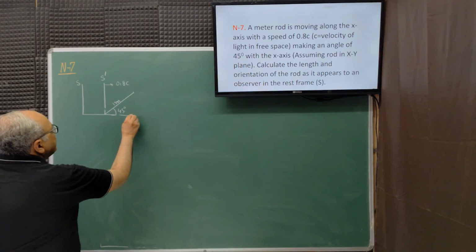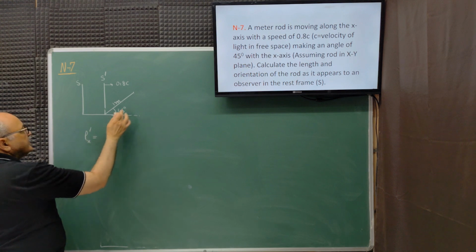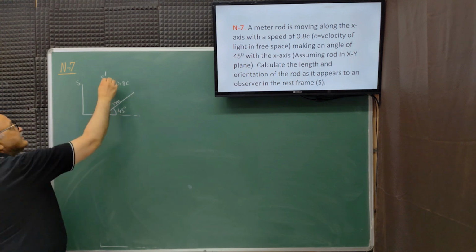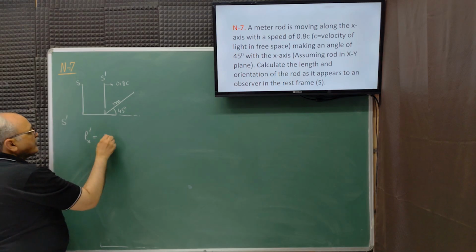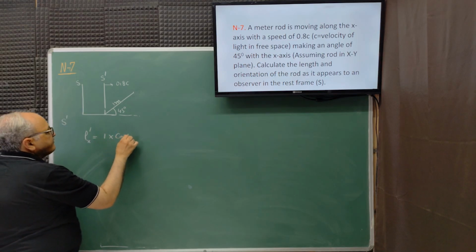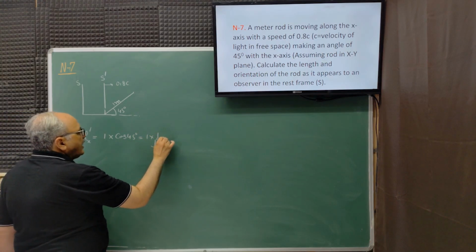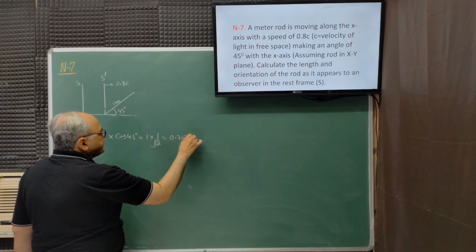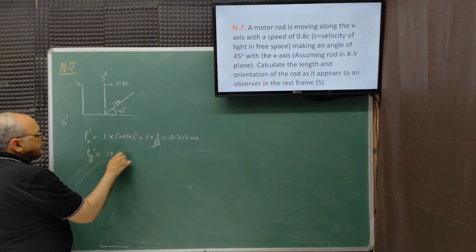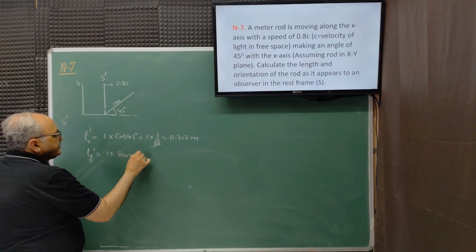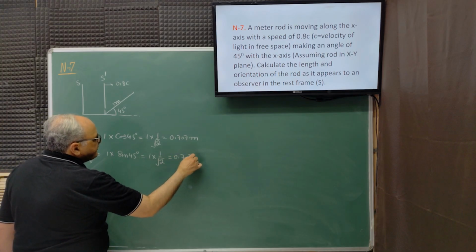So first of all, let's find out what is the component of this length along the x-axis as observed in the S dash frame. I am doing it for the S dash frame. So this is 1 meter multiplied by cos of 45 degree, and this equals 1 divided by under root of 2, which is 0.707 meter. Similarly, Ly dash will also be 1 into sine of 45 degree, but sine 45 also is 1 by root 2, so it is 0.707 meter.